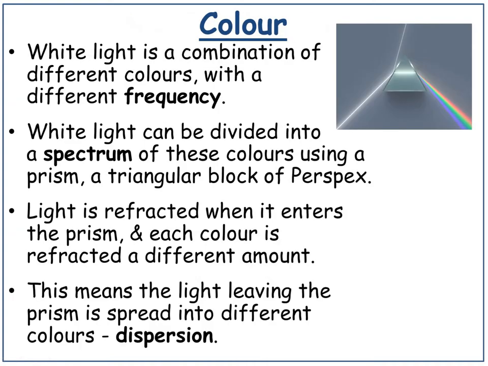Colour. White light is a combination of different colours with a different frequency. White light can be divided into a spectrum of these colours using a prism, which is a triangular block of perspex or glass. Light is refracted when it enters the prism, and each colour is refracted a different amount. This means the light leaving the prism is spread into different colours, which is known as dispersion.